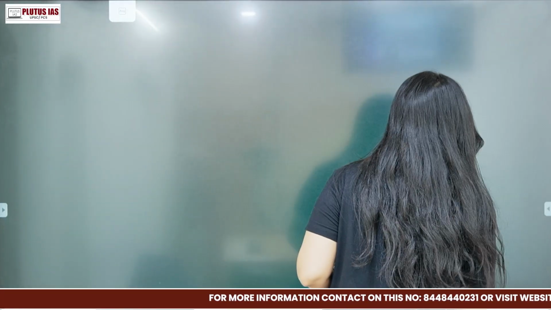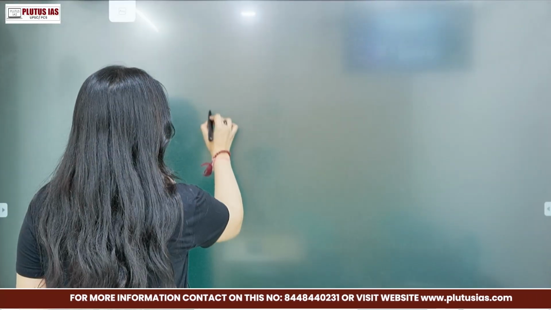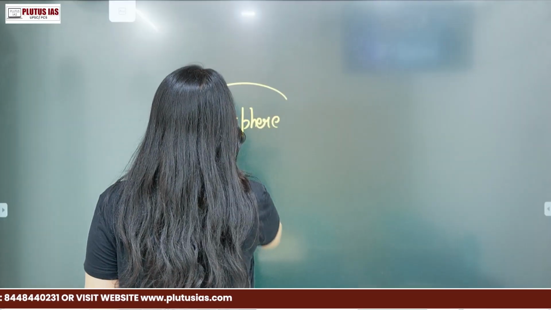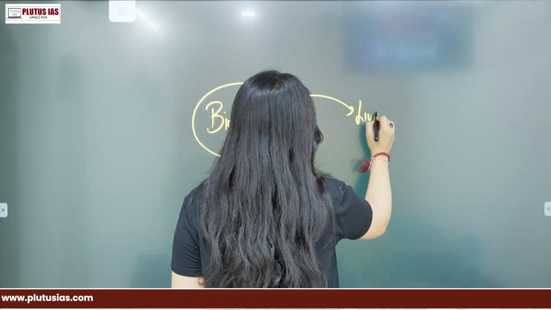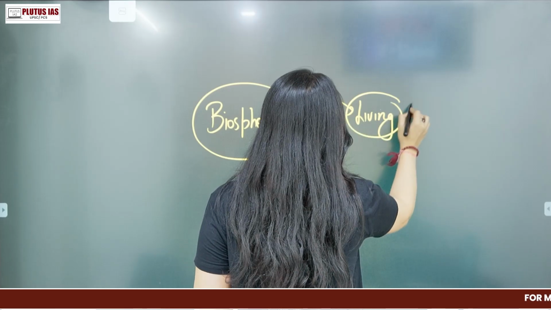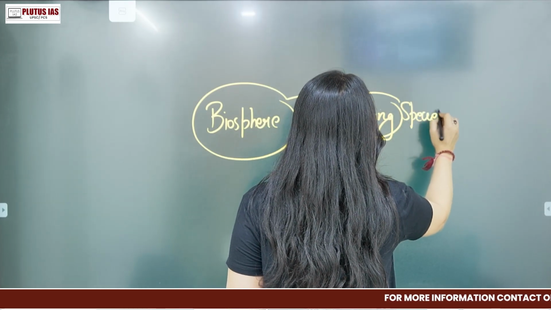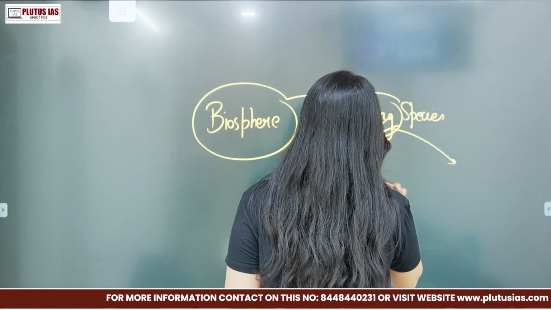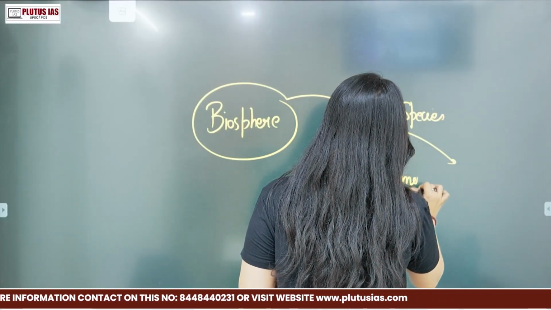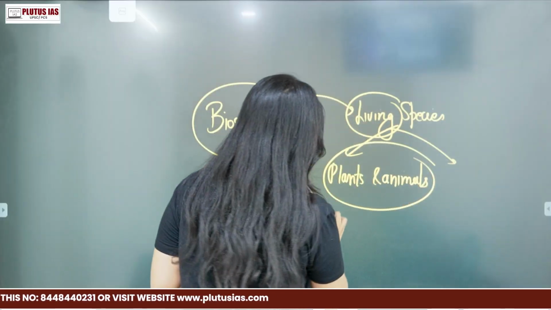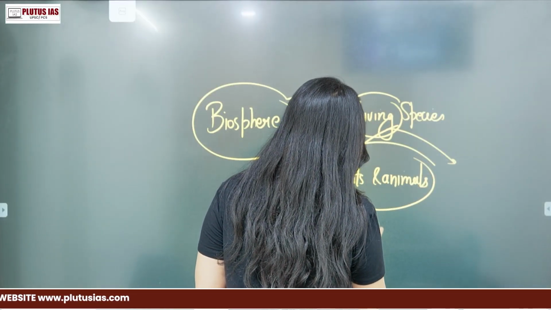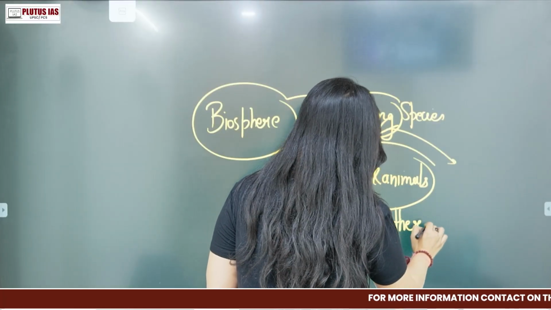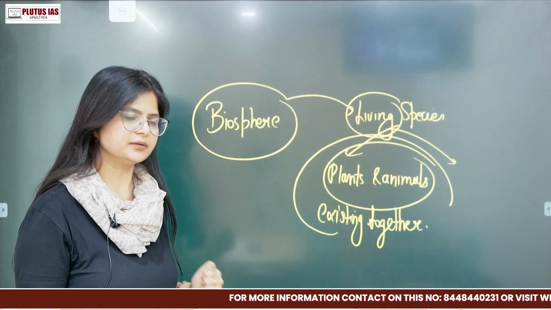Now, the next thing that we need to understand is biosphere. Biosphere is where the living organisms are, for example, what is living? The plants and animals, both living species, plants and animals are existing together and constituting life on the planet Earth.